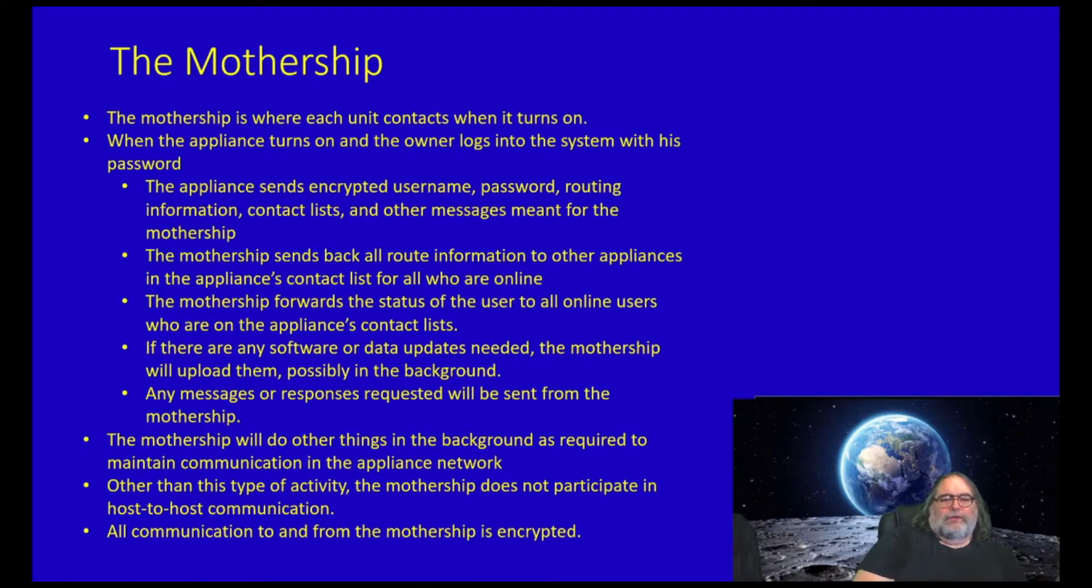So when you turn on, the appliance sends the encrypted username, password, routing information, etc. to the mothership. The mothership then sends back route information on everybody who's online in that person's lists, and forwards that information to all the online users who are on the appliance contacts list.